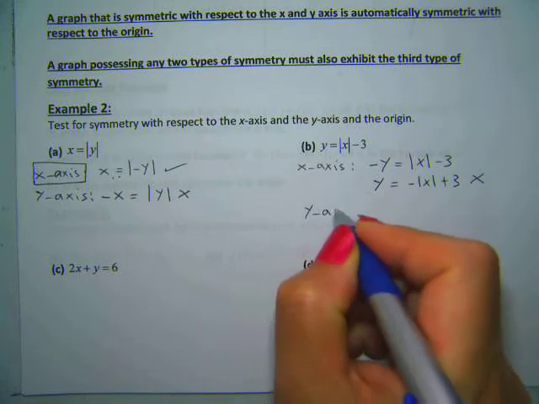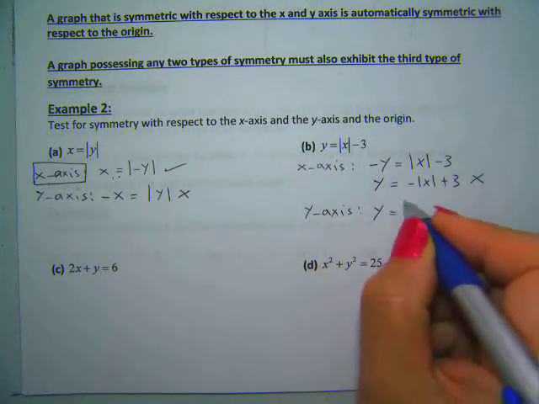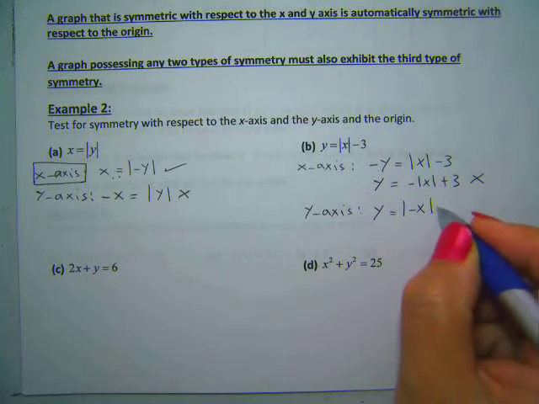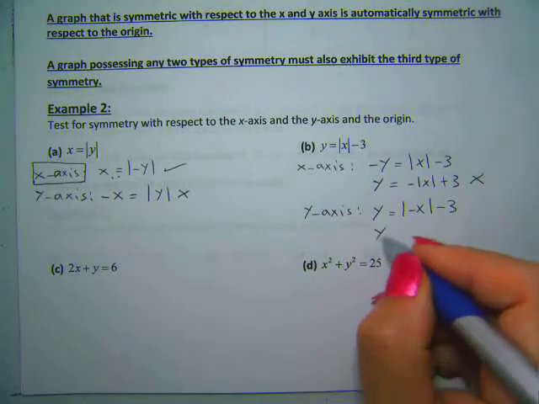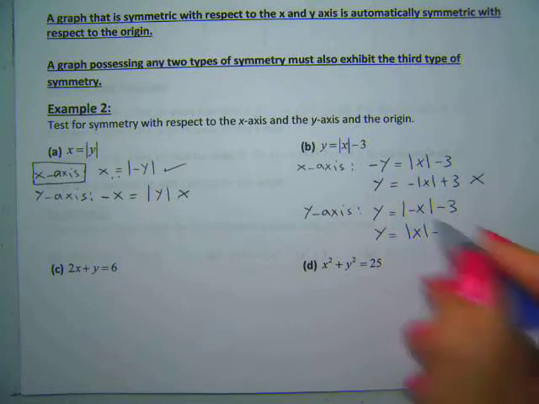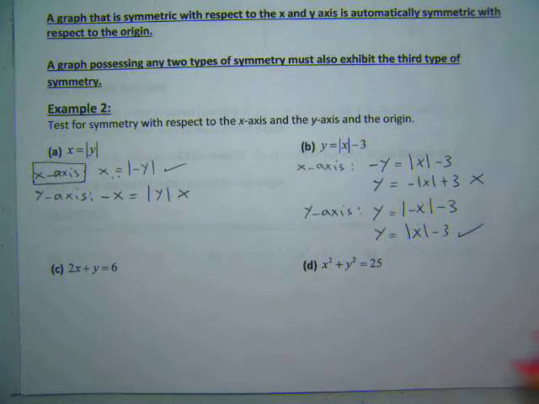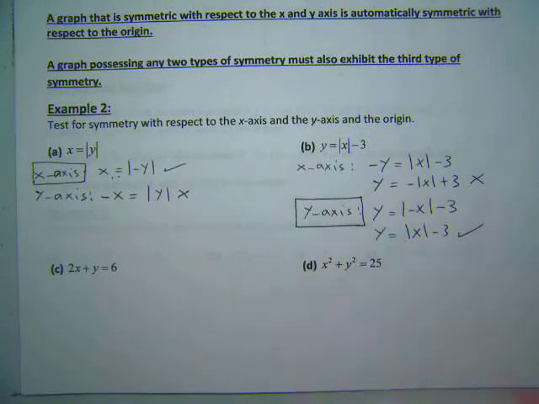Let's try the y-axis symmetry, which is replacing x with -x. Now, is that equivalent to the original? Of course, because the absolute value of -x is x. So do I need to test the origin? I hope you said no.